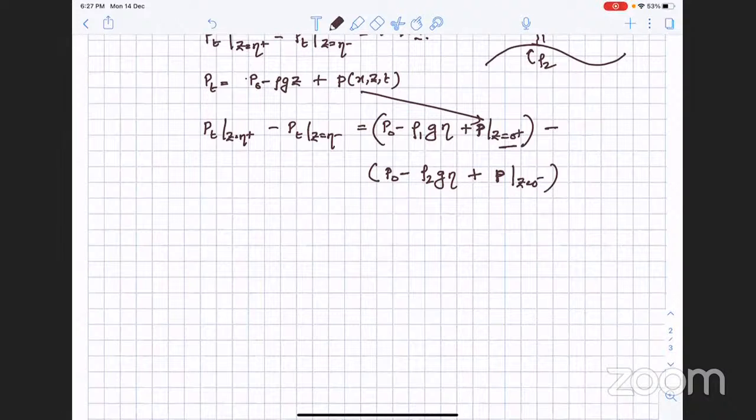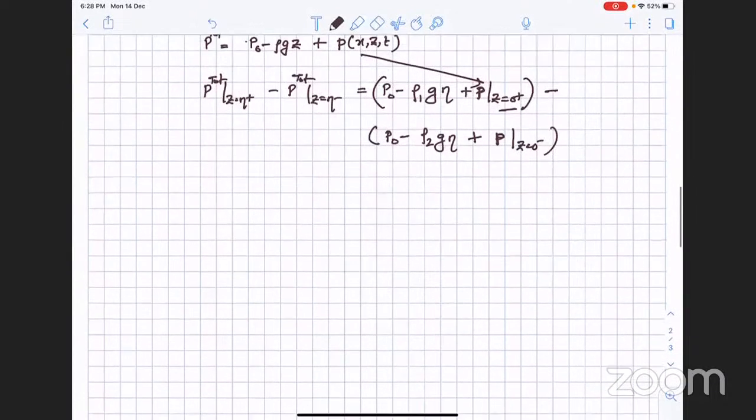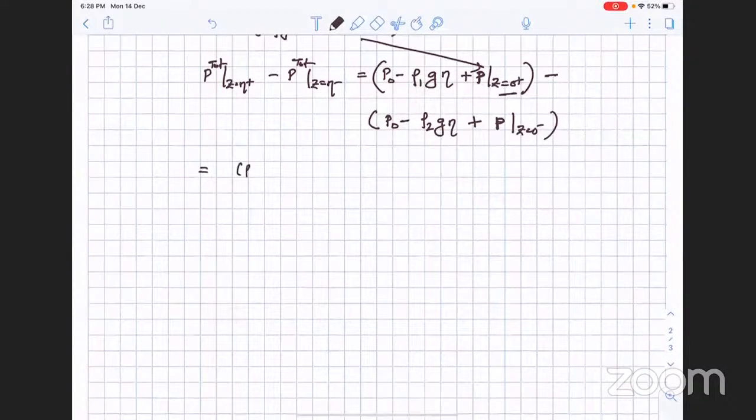Okay, so let me write P total, because I'm using T for top, so this is tot. So this then becomes rho 2 minus rho 1 g eta, and this is the pressure in the top region, this is the pressure in the bottom region. So then I have pressure in the bottom minus pressure in the top. This is evaluated at z equals 0 plus.